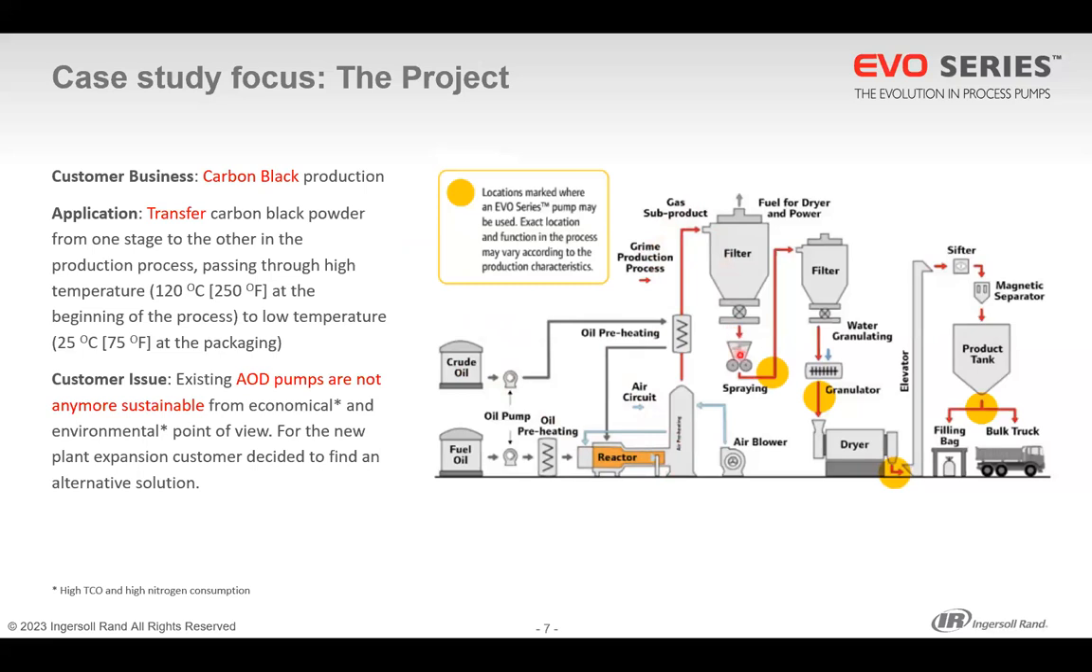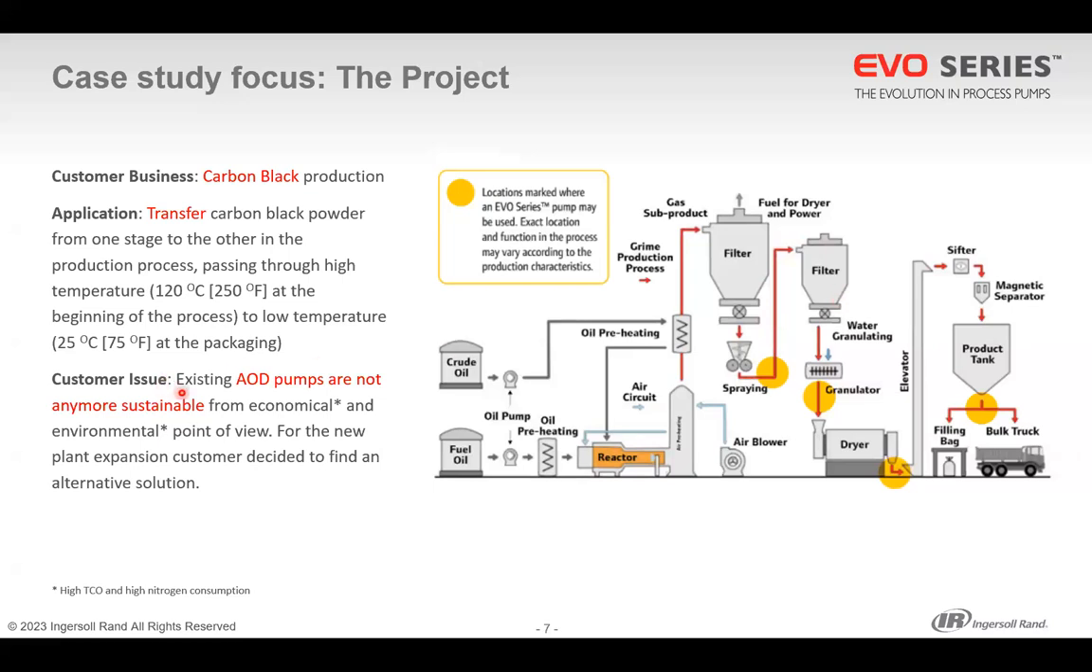So it goes through different process sections, which are named filters, to increase its purity and to move this product from one stage to the other in the production. Several ways are used, and our customer was using this way to fluidize powder, to fluidize carbon black and pump it out to the next process by using diaphragm pumps.